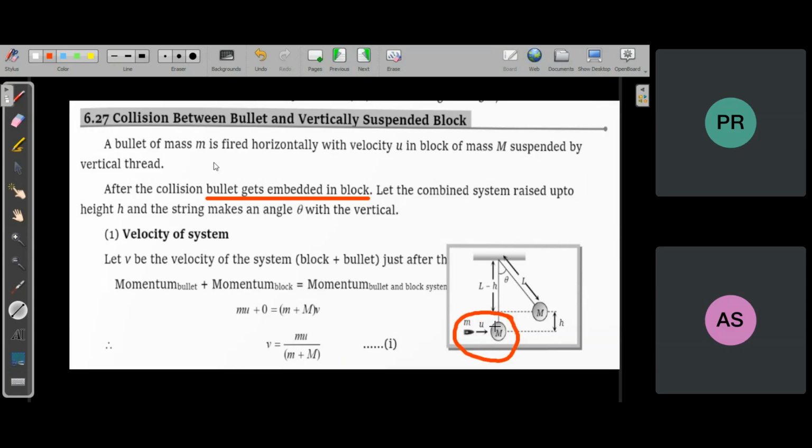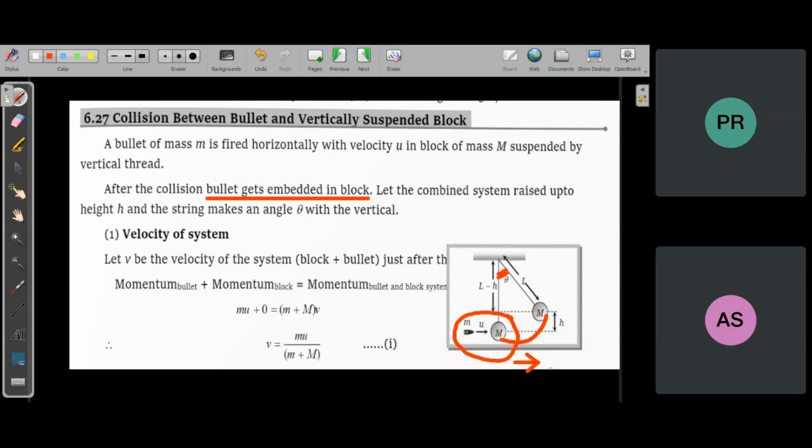And then bullet plus block combined will start with some velocity after collision, that you can find by applying conservation of linear momentum. And after that, the bullet plus block combined system starts with some velocity, so then it will go up to some height. Here you can see it is going up to some height here. Okay, and then it will stop at some maximum height.